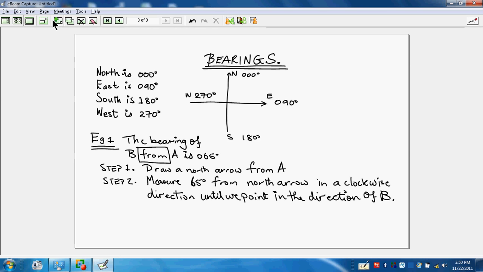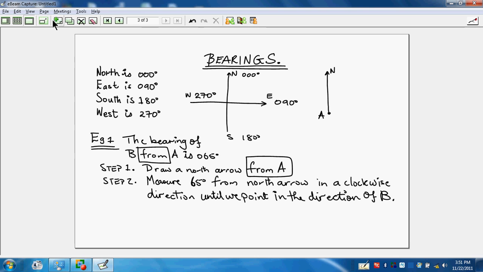Okay, so this is the procedure, how you would go about doing that. And we said that the first step is to draw a north arrow from where? And the answer is from A. So this is what is critical in determining how to do these things. So from A, we'd start at A and we would draw a north arrow. So we'd come to A and draw a north arrow. That would be your north arrow there.